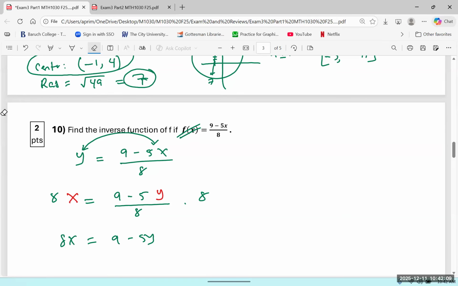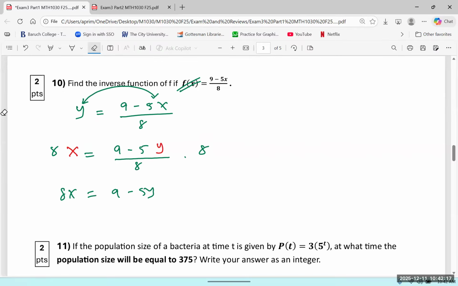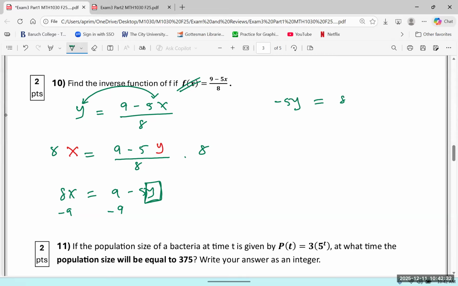You swap x and y because your goal is to get the y alone. We always solve for y. We actually don't solve for x. So once you swap and once you multiply by 8, your goal is to get this thing alone. So you subtract 9 from both sides. So you get negative 5y equals 8x minus 9. And then most people got this part wrong.